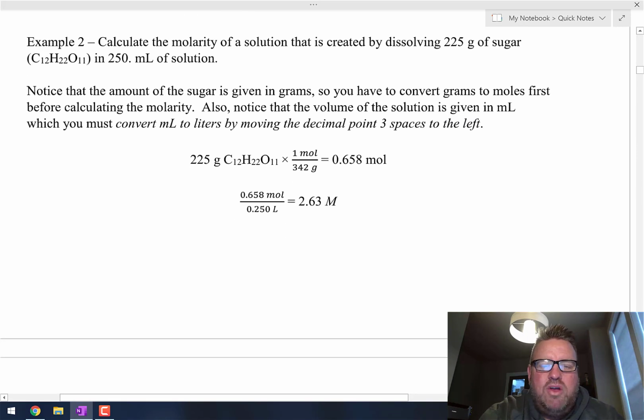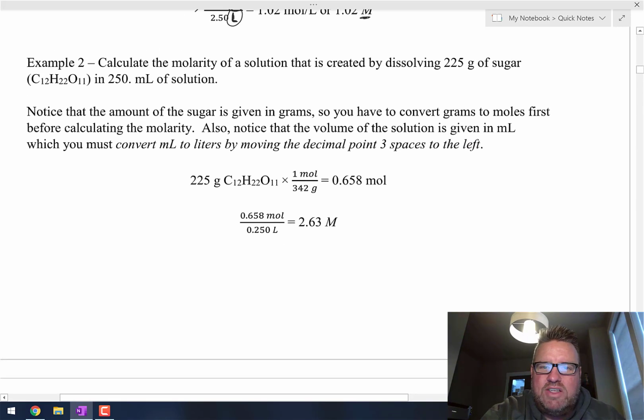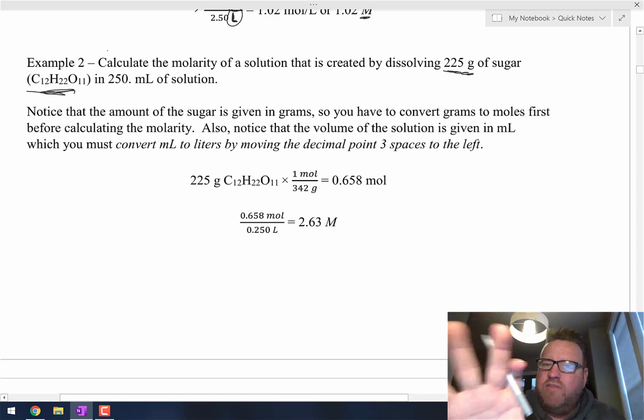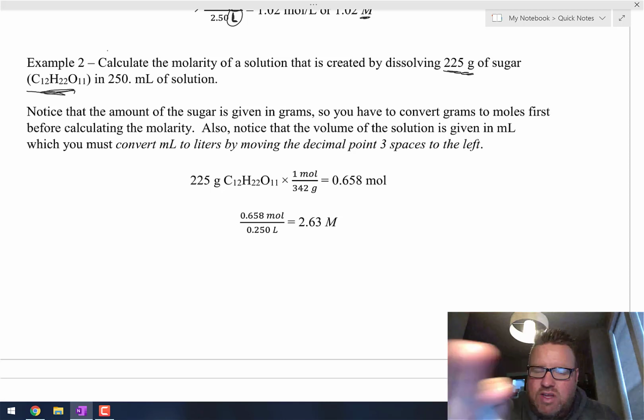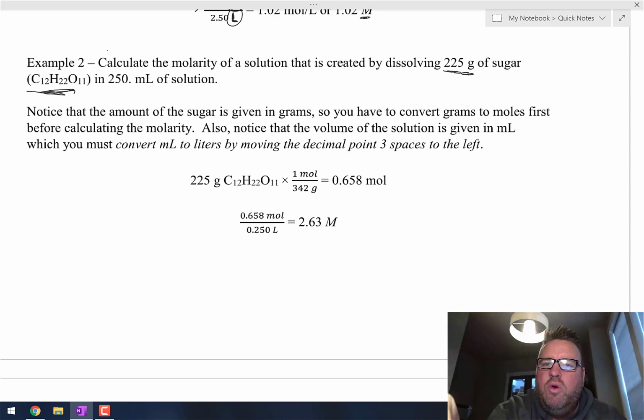Okay, let's look at a second example here. This one says, calculate the molarity of a solution created by dissolving 225 grams of sugar, and they give you the chemical formula, in 250 milliliters of solution. This is a very, very common type question, where instead of giving you the moles of something, they give you the mass.